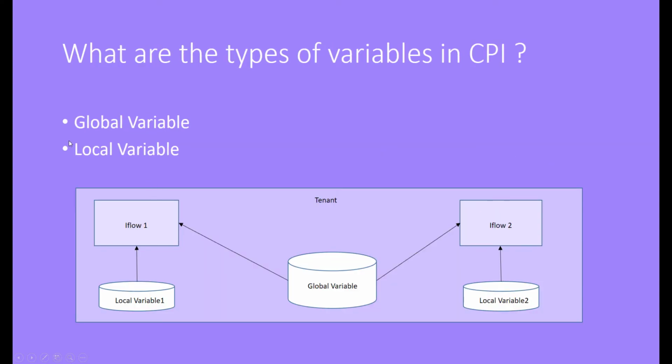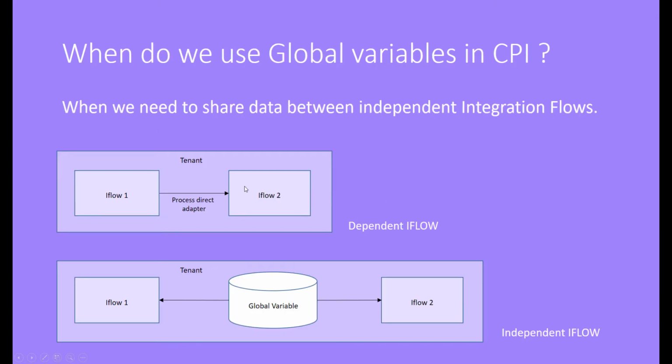CPI has two types of variables, global variable and local variable. A local variable is always tied to an iflow, which means it can store and share data only within the iflow that it was created in. Global variable, on the other hand, can share data between different iflows. Global variables are used when we need to share data between independent iflows.